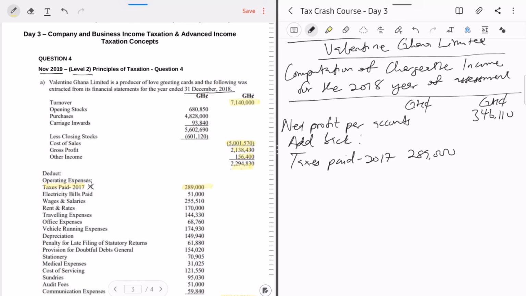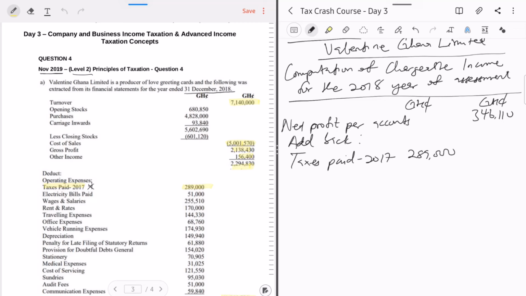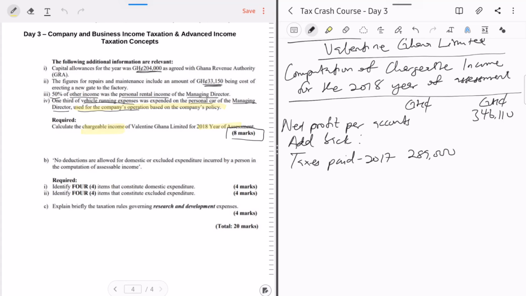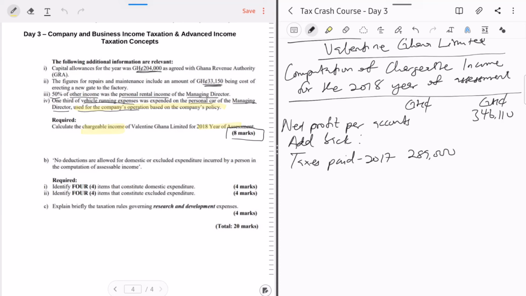Electricity bills paid. This is an expense incurred wholly, exclusively, and necessarily for the business, so we allow it. Next, wages and salaries of 255,510. Was there a note about wages and salaries? No, so we allow that as it is wholly, exclusively, and necessarily incurred. Rent and rates of 170,000. I don't remember any note on rent and rates. No, there isn't, so that is also allowed. Traveling expenses of 144,330 are also allowed. Office expenses of 68,760. Was there something on office expenses? No, so that's also allowed.